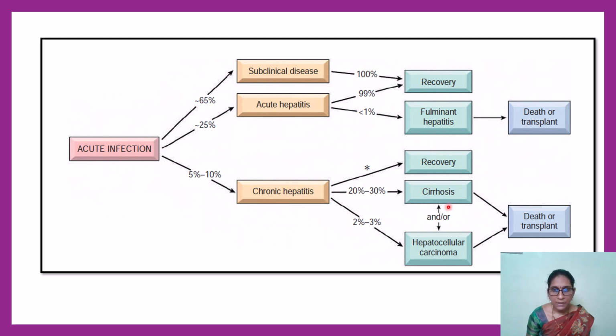20 to 30% can progress to cirrhosis of liver, which is more common with the hepatitis C virus, and which would ultimately lead to death, and the patient will not survive without the transplantation. And 2 to 3% of the cases of chronic hepatitis can progress to hepatocellular carcinoma.